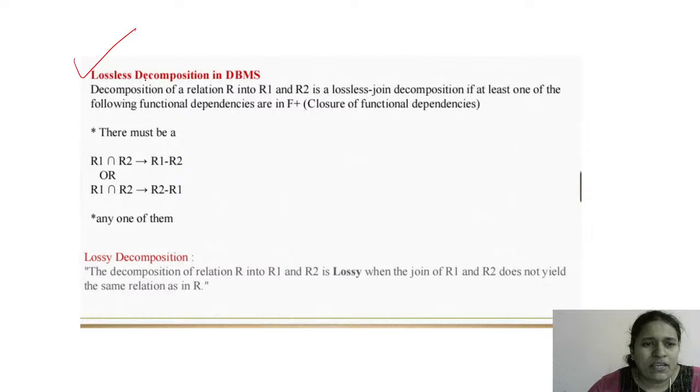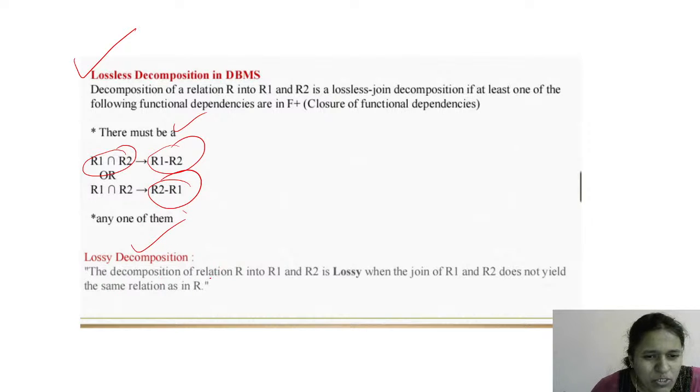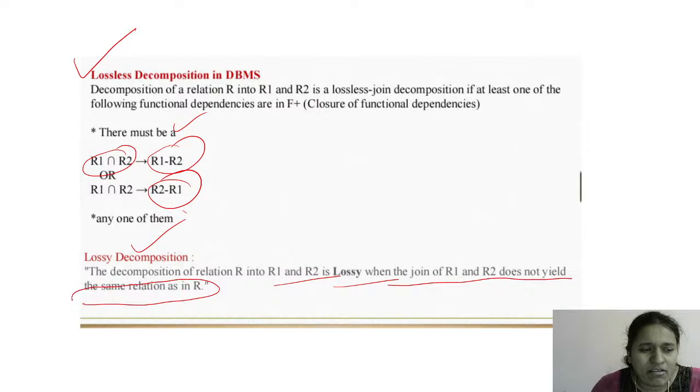Here the same thing. See, R1 intersection R2 has to be a super key of R1 minus R2 or R2 minus R1, any one of them. Lossy decomposition means the decomposition of relation R into R1 and R2 is lossy when the join of R1 and R2 does not yield the same relation as R.